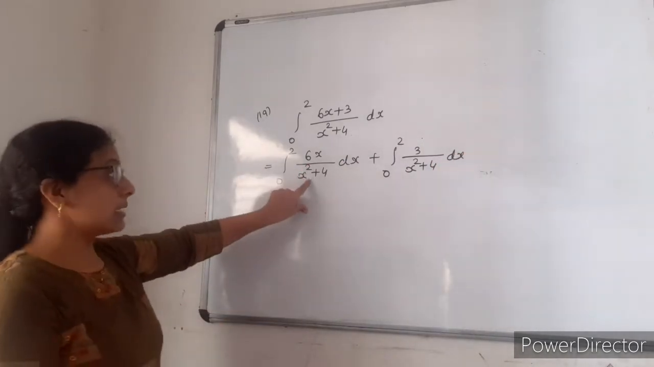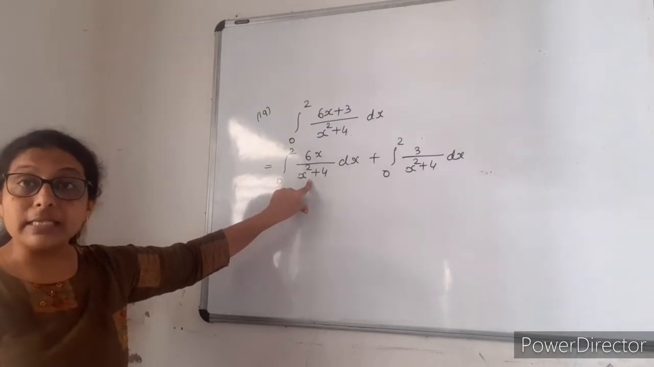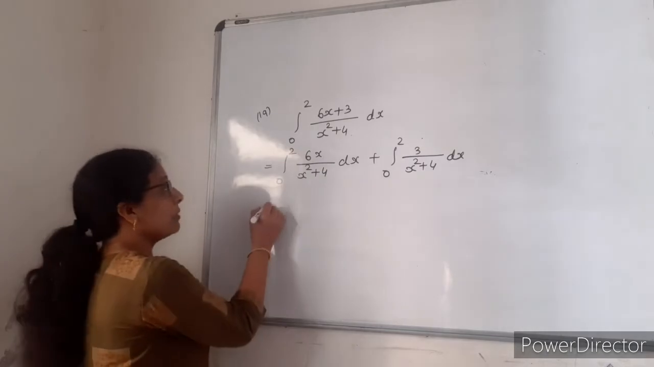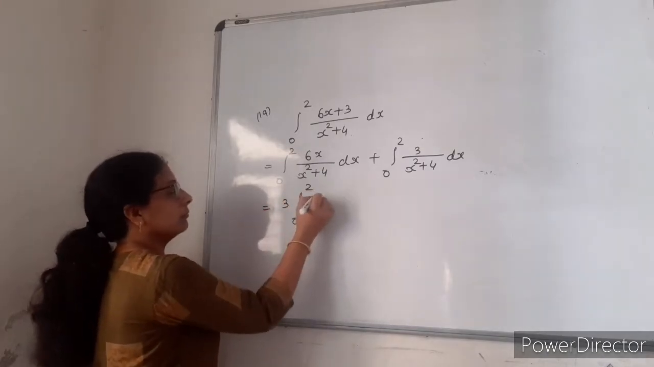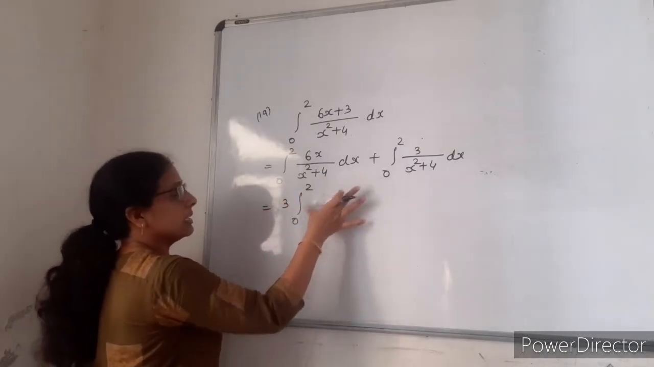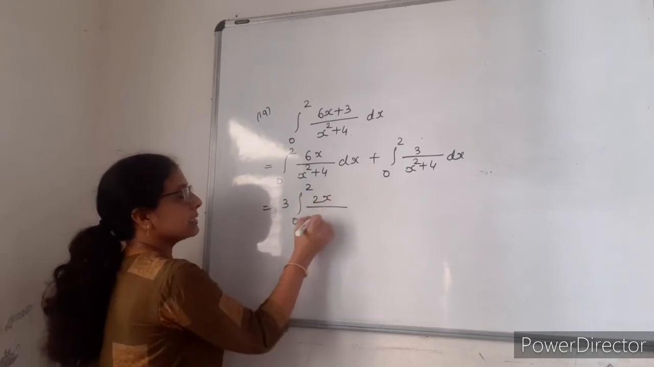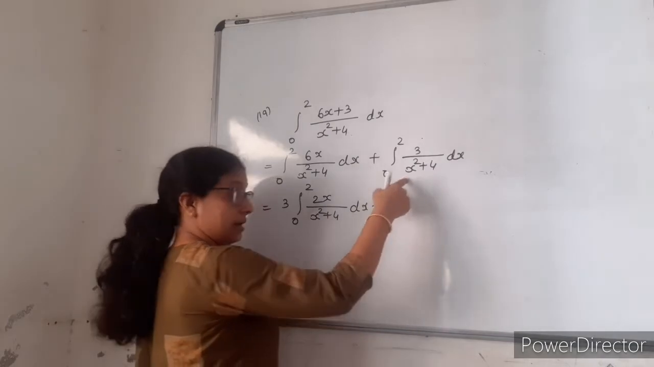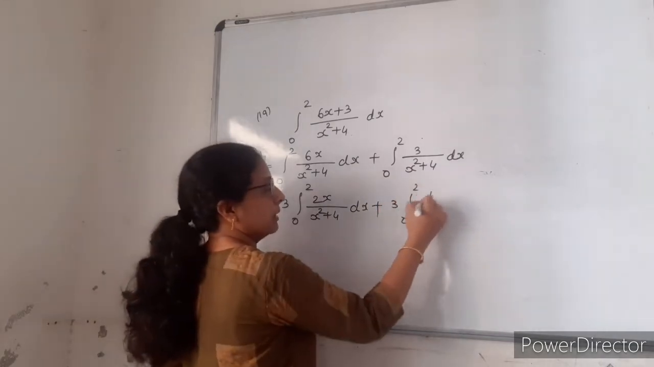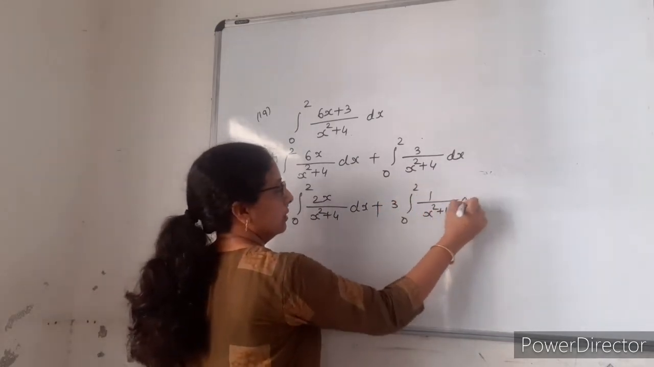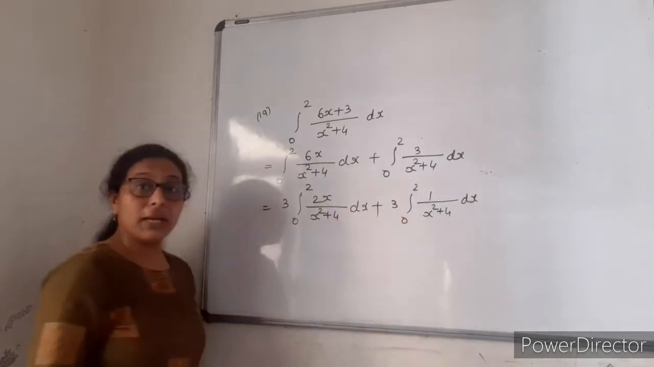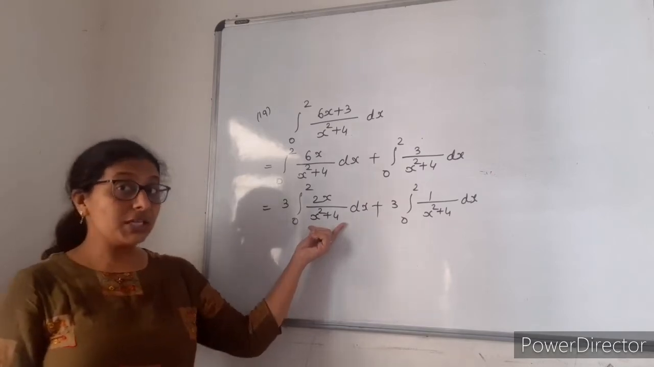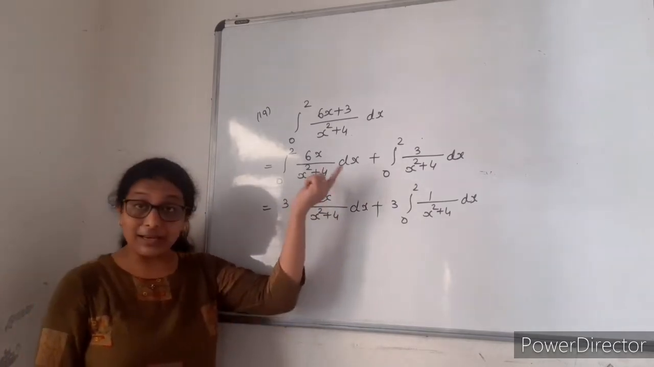Now, this is x square plus 4. Its derivative is 2x. So just take the 3 common from here. So 6x here, then it is 3 times 2x upon x square plus 4 dx. Here 3 common. So now you can apply the formula here. You can take the substitution method here, but there is no need to substitute anything. We can write the direct answer.